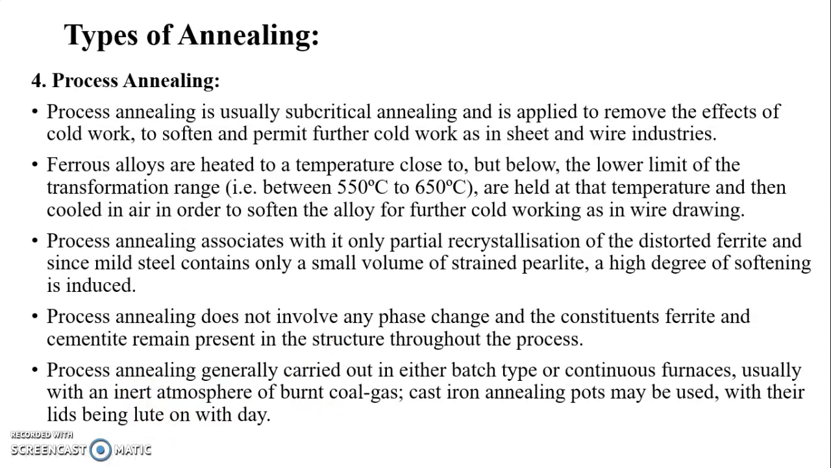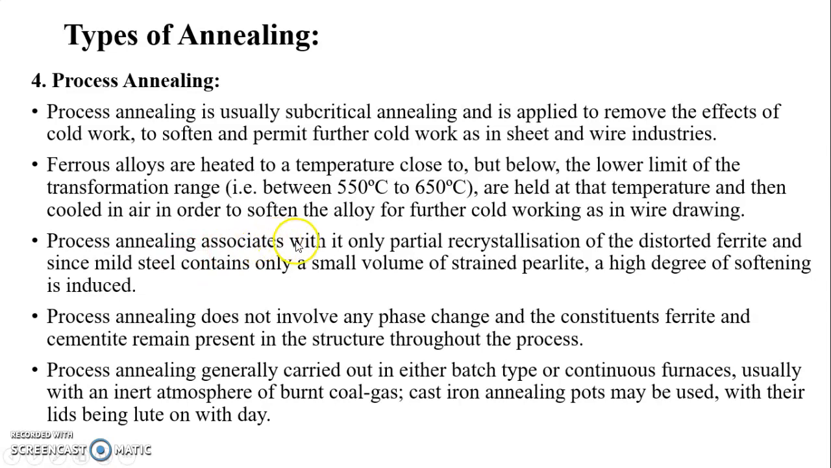Then the fourth and last type of annealing is process annealing. Process annealing is a subcritical annealing and is applied to remove the effects of cold work, to soften and permit further cold work, as in the sheet and wire industries. Ferrous alloys are heated to a temperature close to but below the lower limit of the transformation range, that is between 550 degrees Celsius and 650 degrees Celsius, held at that temperature and then cooled in air in order to soften the alloy for further cold working, as in wire drawing.